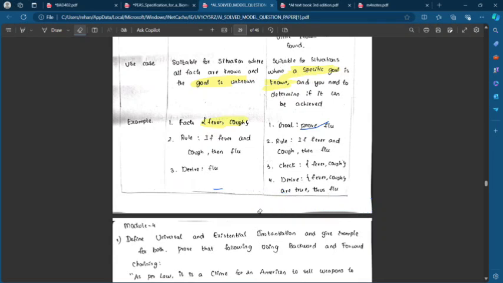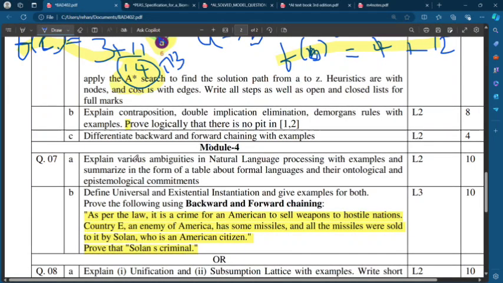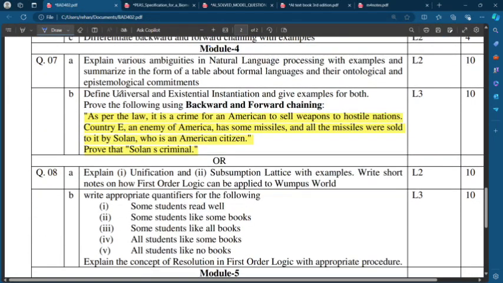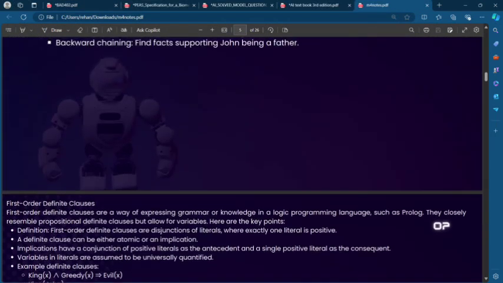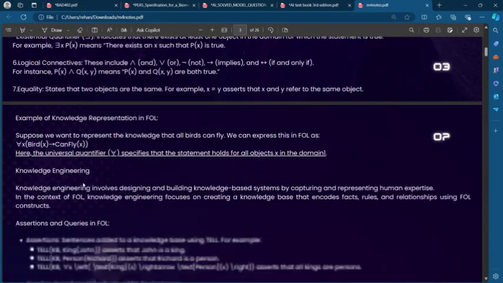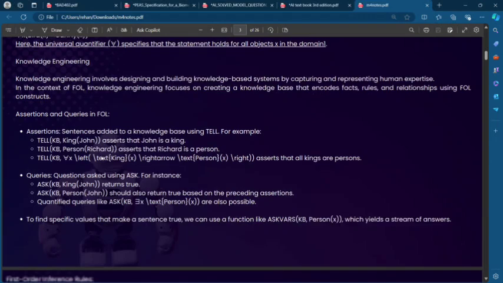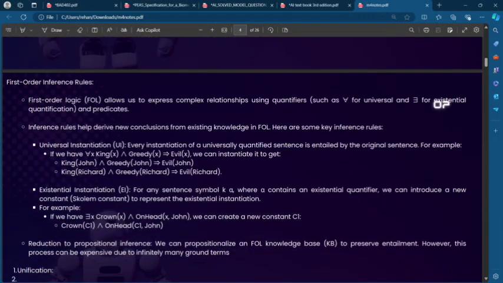Okay, so now we have this part. This part is done. Then it is asking, this thing I had actually explained in the last video, right? So here I'll go with defining universal and existential instantiation and give an example for both. Here I made separate notes of my own for this thing. Somewhere here that comes, universal instantiation and existential instantiation. Yeah, here we have. See here.